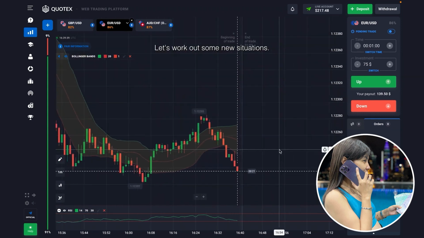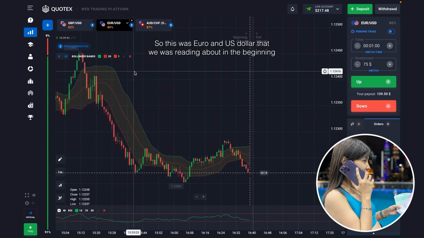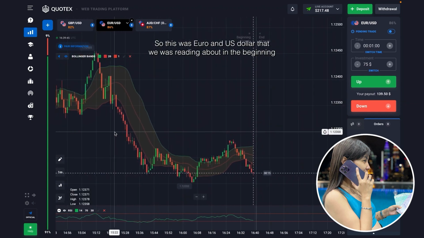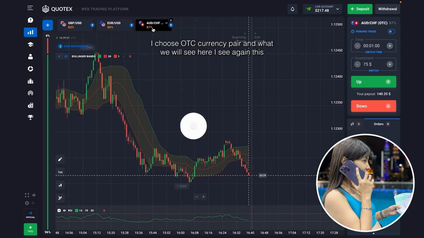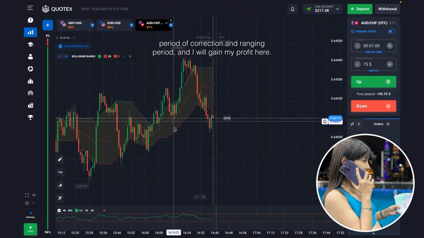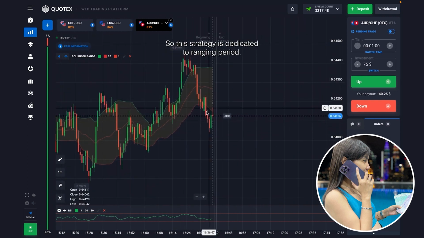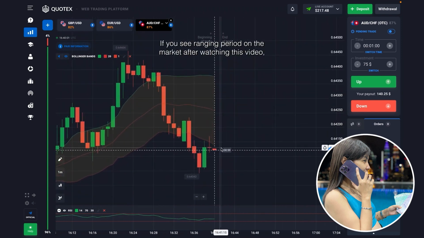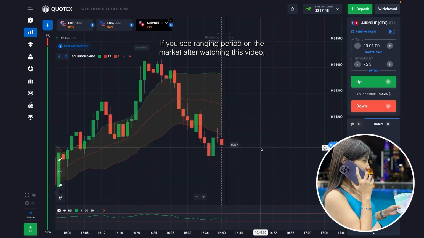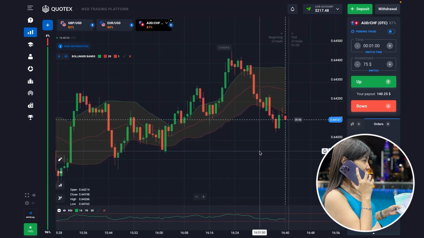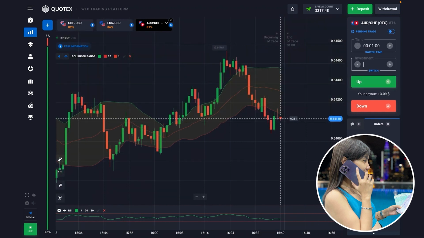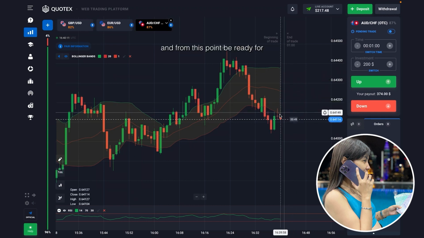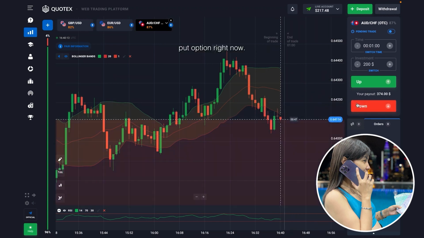So let's work out some situations, and this was euro and US dollar that we were reading about at the beginning of our video, but let's check Australian dollar and Switzerland franc. I choose an OTC currency pair, and what we will see here is again this period of correction and ranging period, and I will gain a profit here. So this strategy is dedicated to ranging periods, and if you see a ranging period on the market after watching this video, you will know how to act. So I'll put $200 in my investment from this point and be ready for put option right now.